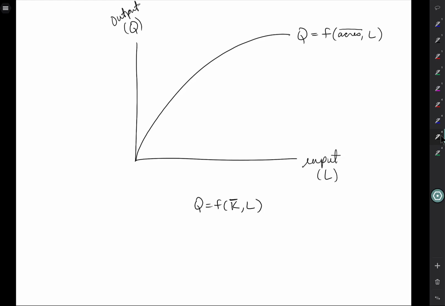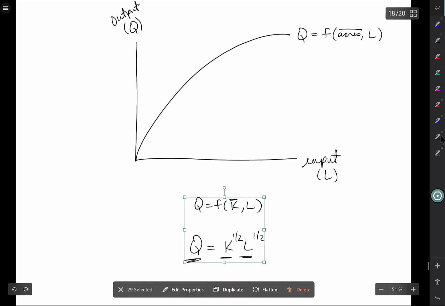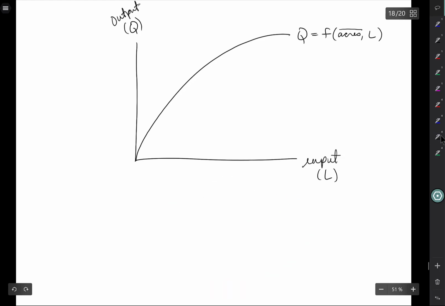And so you'll see something like output is a function of K to the 1/2 L to the 1/2. So it's again a function, output is a function of capital and labor, and we're just raising it to these powers. So that's how you would see it in the next level micro class. In this class, we're not going to worry about it. We're just going to say, let's just draw it or use a table.